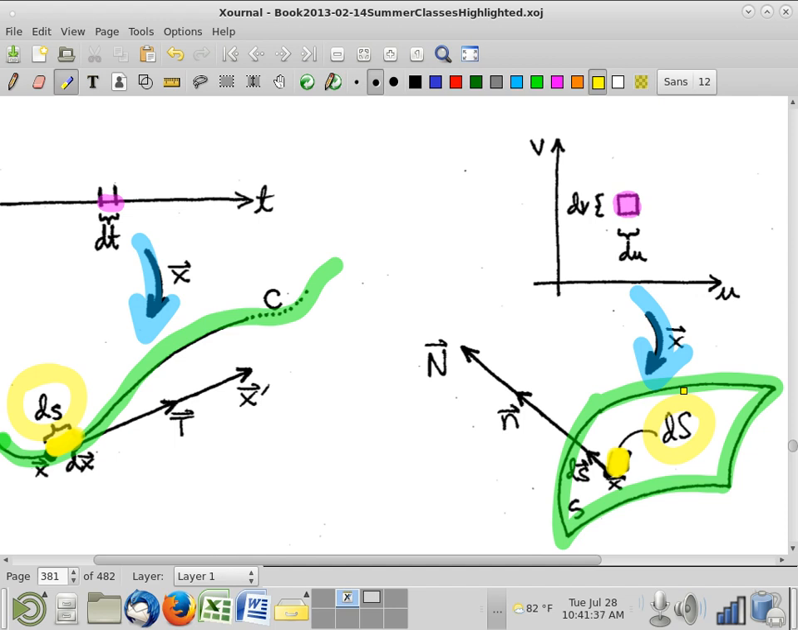Okay. In the line integral case, there's a single vector called dx that tells me everything I need to know about that one little piece of curve. Over here, there's this single vector dS that tells me everything I want to know about that one little piece of surface. In both cases, these are computed by way of the parameterization from certain vectors.